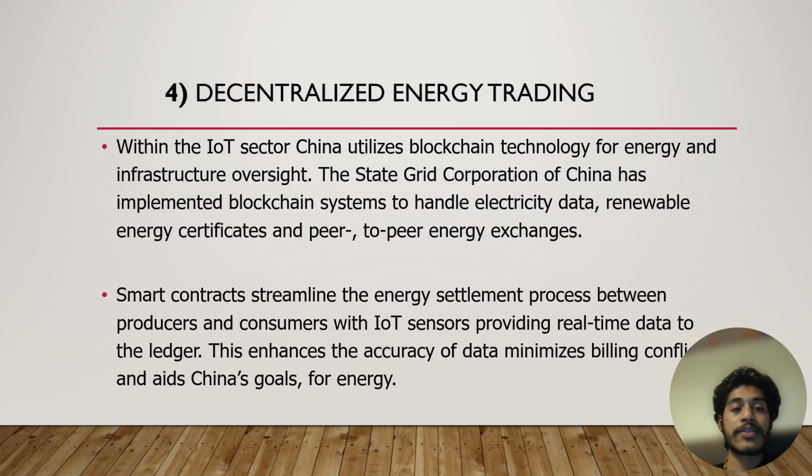Coming to the last, decentralized energy trading. Within the IoT sector, that is the Internet of Things sector, China utilizes blockchain technology for energy and infrastructure oversight. The State Grid Corporation of China has implemented blockchain systems to handle electricity data as well as renewable energy certificates for peer-to-peer energy exchanges, while IoT sensors provide real-time data to the ledger. This enhances the accuracy of the data, minimizes billing conflicts, and aids China's energy goals.